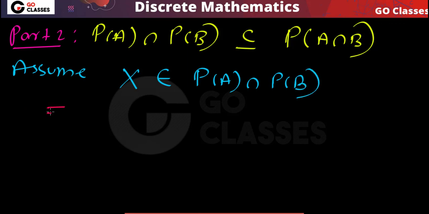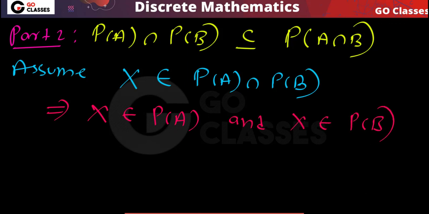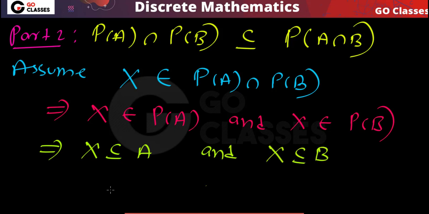Now from this, what does it mean? x belongs to their intersection. It means x is common between P(A) and P(B). So from this I can say x belongs to P(A), and x belongs to P(B). Now x belongs to P(A) simply means that x is a subset of A, and x belongs to P(B) simply means that x is a subset of B. x is a subset of A and x is a subset of B. This is what we have seen.